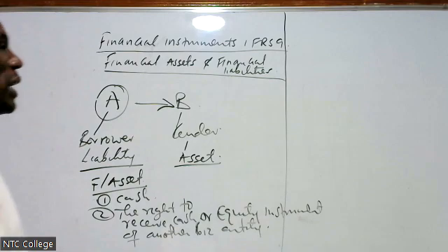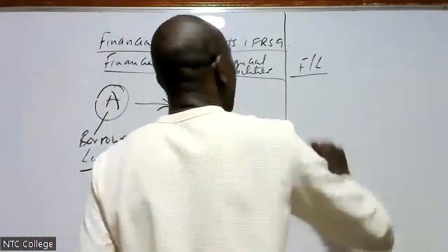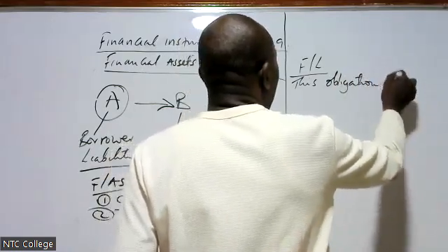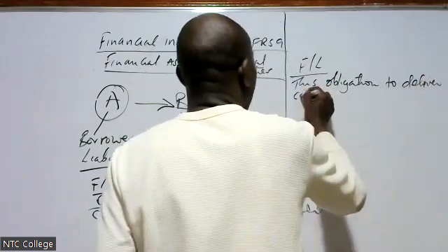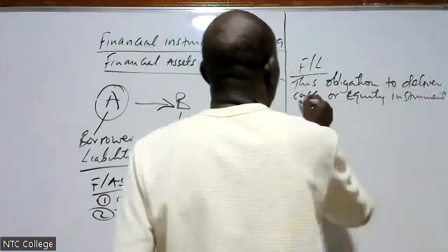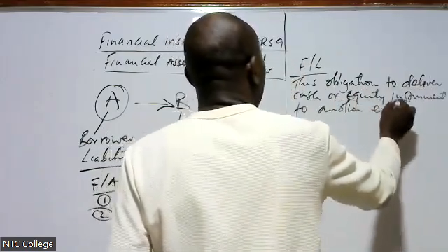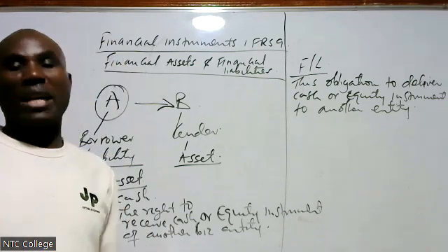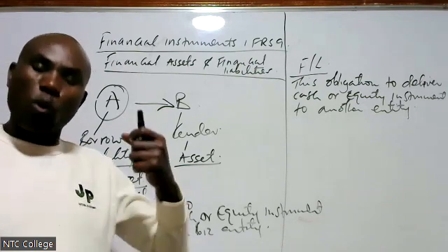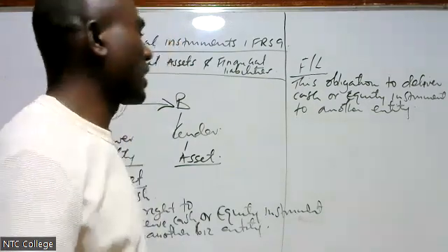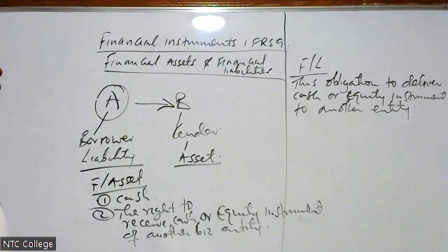Then we go to what is a financial liability. This is the obligation to deliver cash or equity instrument to another entity. Obligation to do what? To deliver cash or equity instrument to another entity. For example, I have said the company can issue shares. If you issue shares, I give you my money, then you have the obligation to give me that equity instrument. That is the contract. Equity instrument is the contract. Therefore, that is a financial liability.